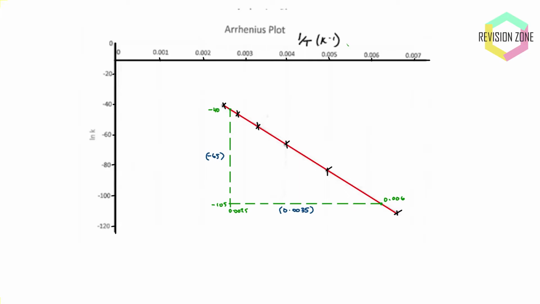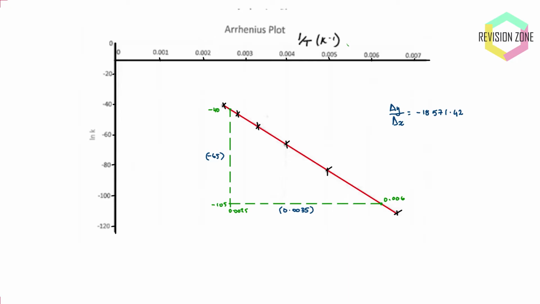So I've written those in blue as follows. So minus 65 on the y-axis and 0.0035 or 3.5 times 10 to the minus 3. And now I'm going to calculate the gradient by calculating it through the change in y and change in x. That comes to minus 18,571.42. Remember, the units for the gradient is Kelvin.